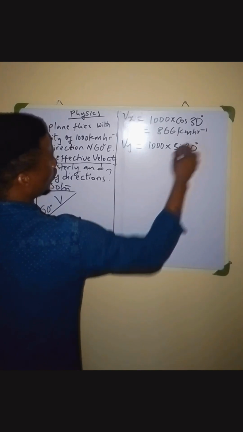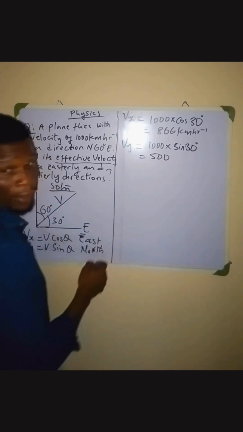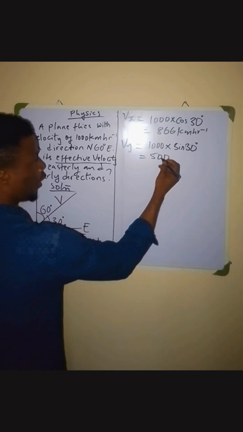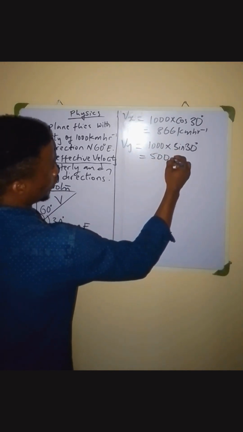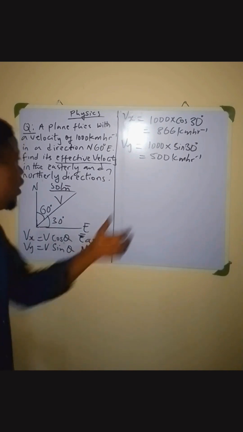And then for Vy, the effective velocity is 1000 times sine 30 degrees, which is equal to what? Sine 30 degrees is 0.5. When you multiply, you have 500 km per hour. So this is the effective velocity in the easterly direction and the northerly direction.